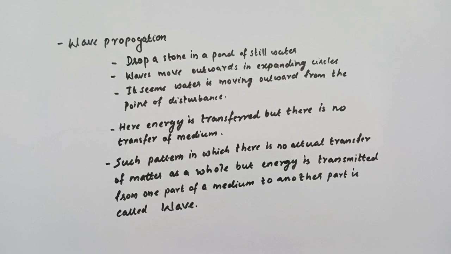Okay, let's see what is wave propagation. For that, first drop a stone in a pond of still water. Then these waves move outwards in expanding circles until they reach the shore. It seems as if the water is moving outward from the point of disturbance. Then we can say here energy is transferred but there is no transfer of medium.